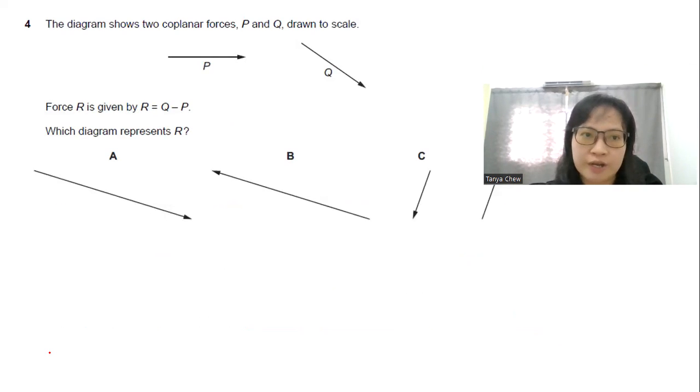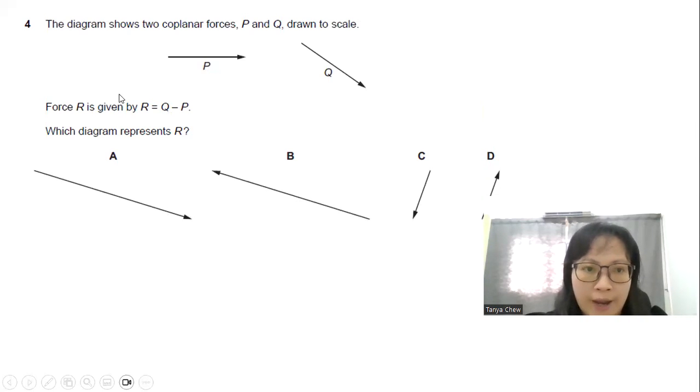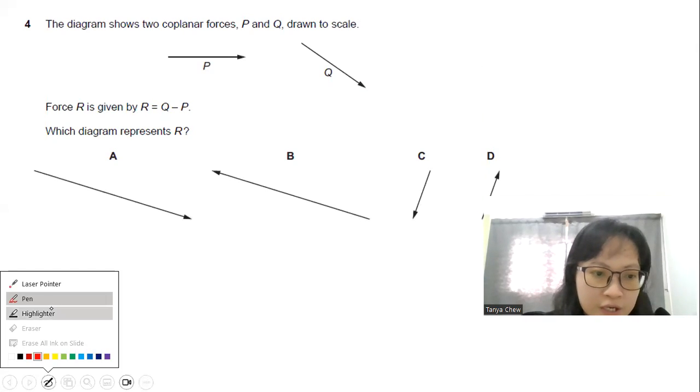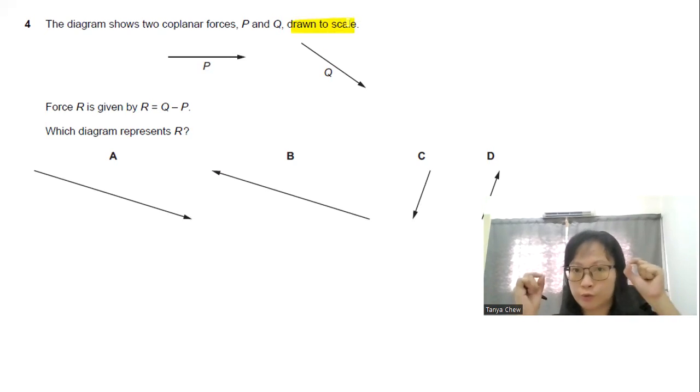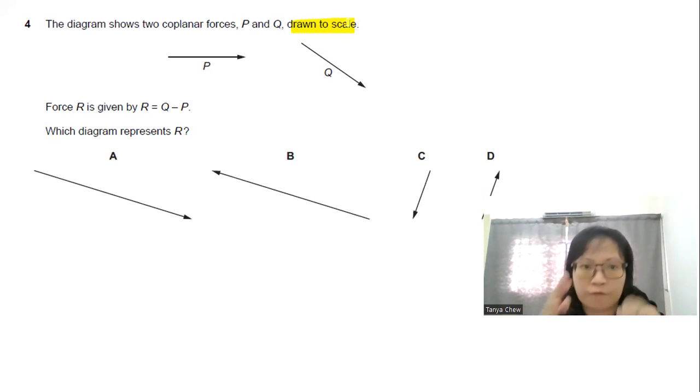Question number 4. The diagram shows 2 coplanar forces P and Q drawn to scale. Force R is given by R equals Q minus P. Which diagram represents R? Since they gave you the hint here, drawn to scale, you can always use your ruler to measure the distance of force Q and the distance of force P.